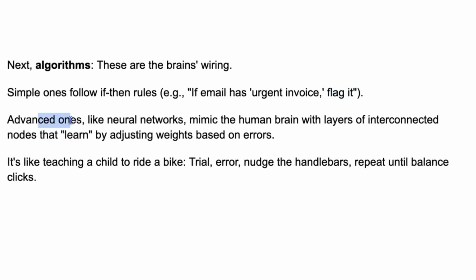The advanced algorithms, like neural networks, for example, mimic the human brain, hence the name neural. So neural networks mimic the human brain with layers of interconnected nodes that learn by adjusting weights based on errors. It's like teaching a child to ride a bike. Trial, error, nudge the handlebars, repeat until balance clicks.